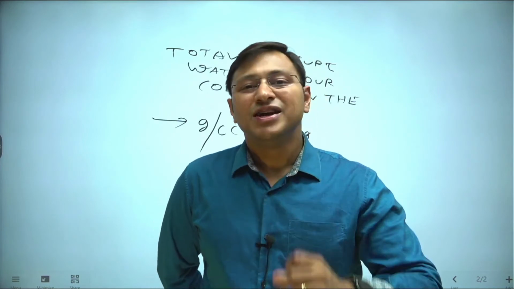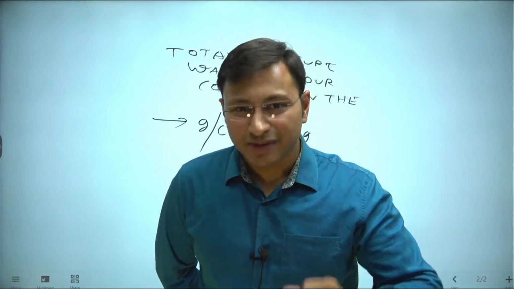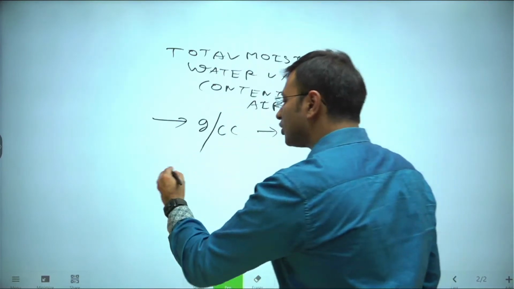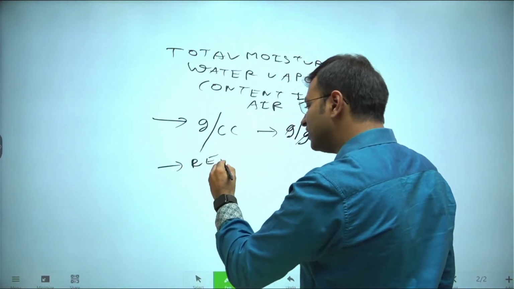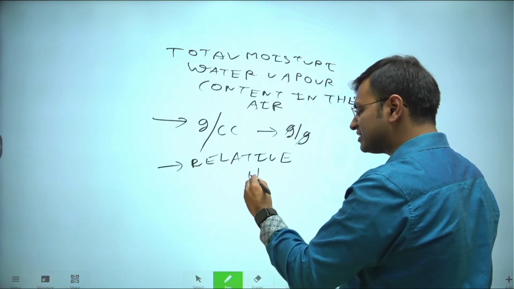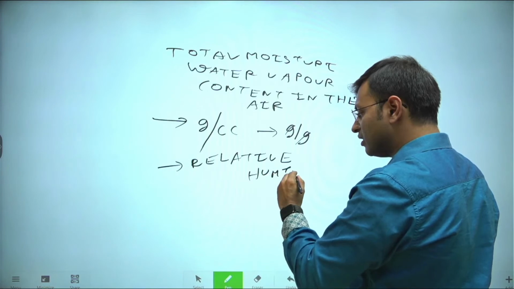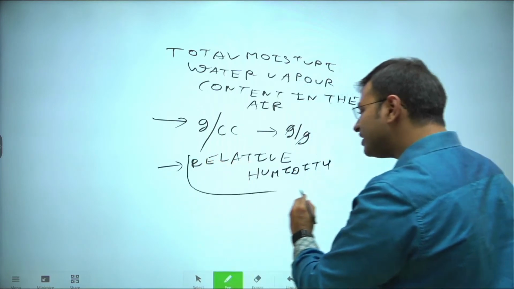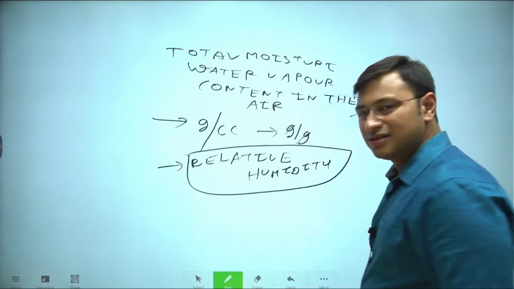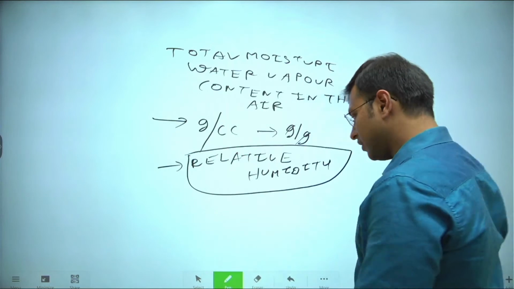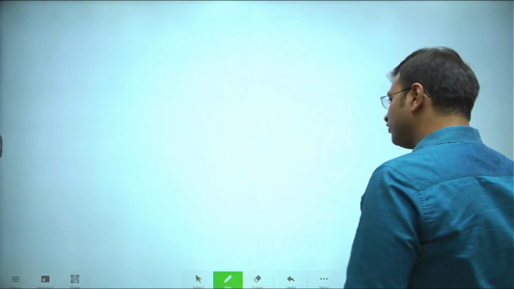So now we need to think of a more explicit measure for doing all of this. And that explicit measure, guys, is called relative humidity. Now, what do you mean by relative humidity? This is very important, guys. Please understand this very, very properly. What do you mean by relative humidity?